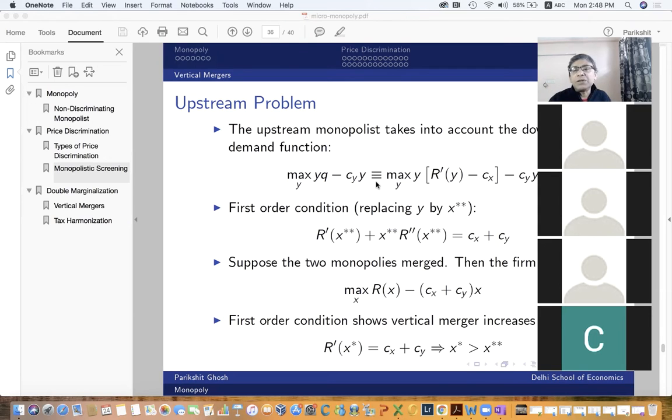This is sometimes called the double marginalization of monopoly. If a product has to come through several stages, then if there's a monopolist at every stage of production, each monopolist is slapping on some monopoly markup, and there are multiple such monopoly markups, right? If all of them combine and become one consolidated monopolist, then there's the monopoly markup and distortion falls only once, not several times. And that's why the market becomes more efficient overall.